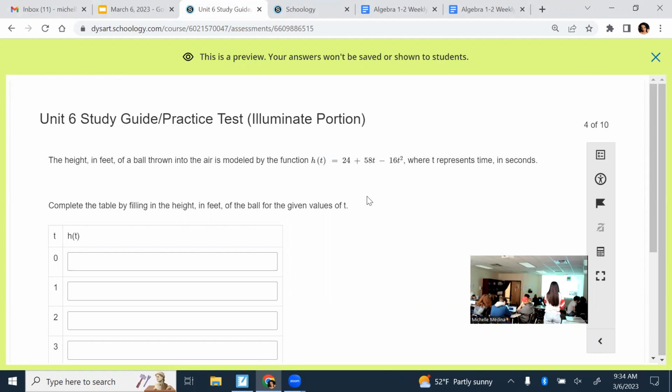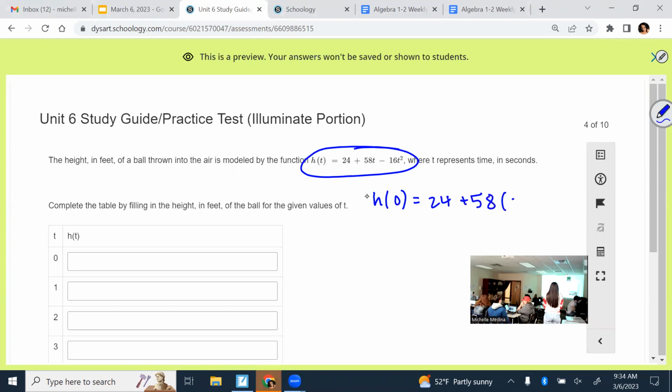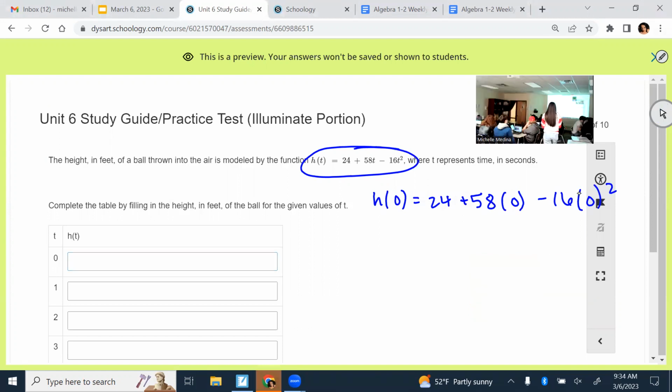So all I really have to do for these, because it gives me values for t, is, in my given equation, anywhere that there's a t, replace it with whatever number is in the table. And then whatever number you get from putting it in the calculator will be the height. And that's all you type in. So this one is actually pretty easy. You can probably do this one in your head. So this one's just going to be 24.